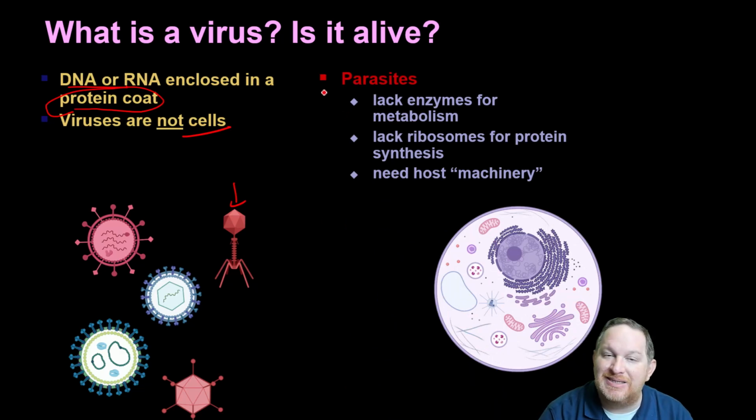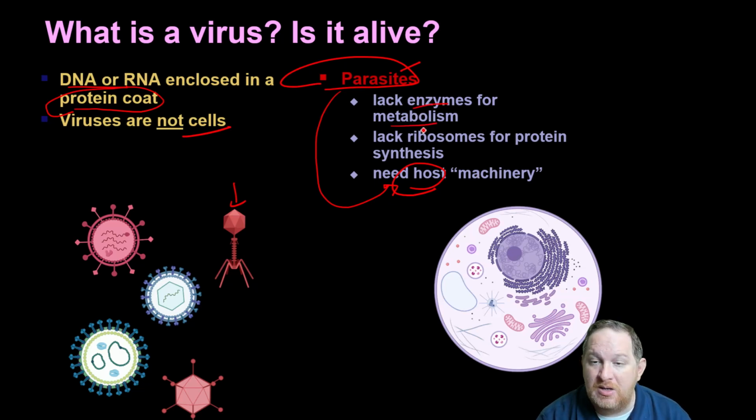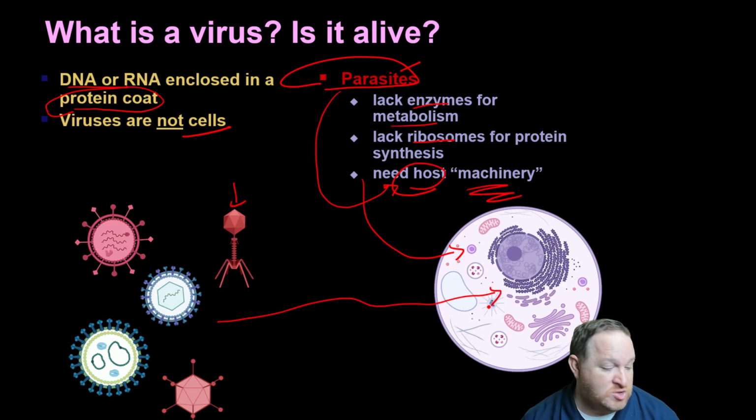So what is it then? Well, some people like to label a virus as a parasite. Think of a parasite. What does it need? Well, it needs a host. So a virus can technically be considered a parasite because it needs the host machinery. Viruses don't have enzymes for metabolism, right? They can't break down food. And they don't have ribosomes to make proteins. So where do they get those things? Oh, your juicy cells, right? Your cells have all the machinery they need. So these viruses are parasites to your cells, and they use your machinery to replicate and spread.